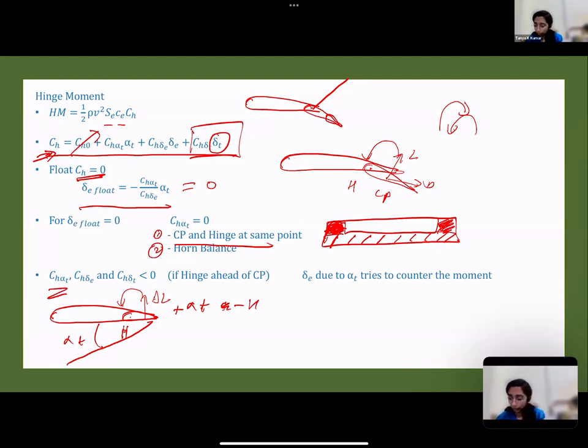Next, if I deflect my elevator down, deflection of elevator down is considered positive. So if I deflect my elevator down, camber is increased, lift is increased, delta L. Again, you produce negative moment at the hinge. So your CH delta E is also less than 0. Now similarly, delta T, the trim tab. Again, you deflect it down, positive deflection produces negative hinge moment. So all these three derivatives are less than 0.